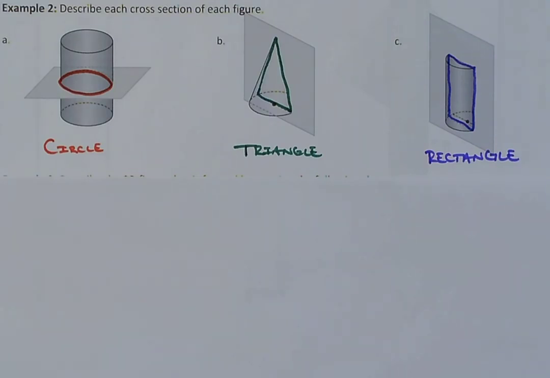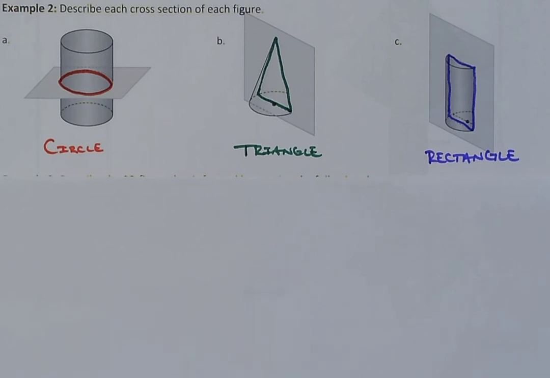And that is how you go through and describe a cross section of a figure. So any different types of shapes, whether a circle, triangle, rectangle, square, you could do pentagon or hexagon as well. Those are all fair game for cross sections. All right, so example 2, that takes care of cross sections.